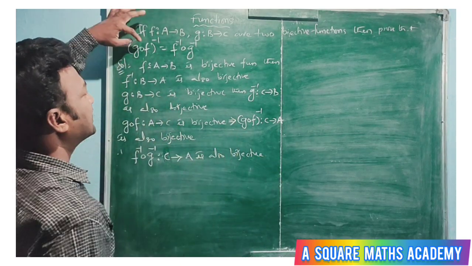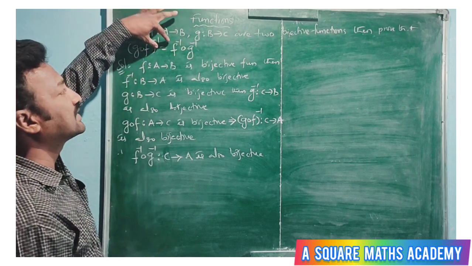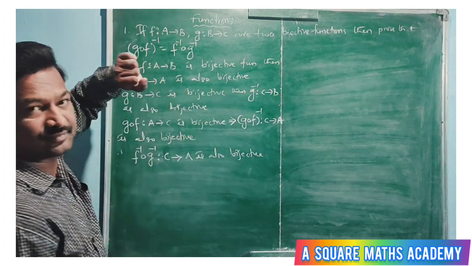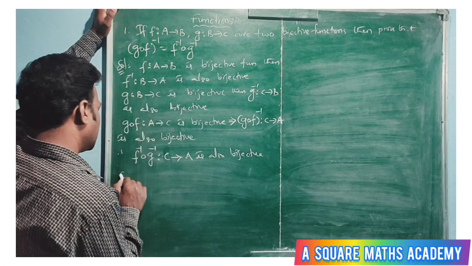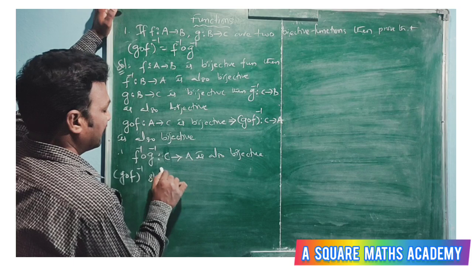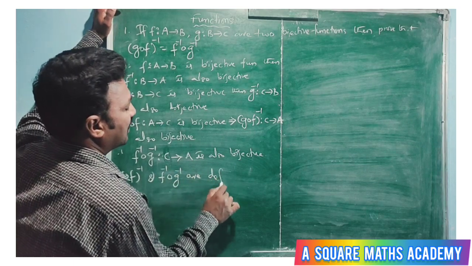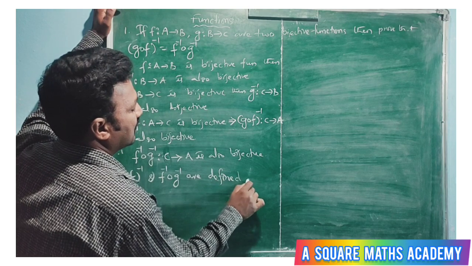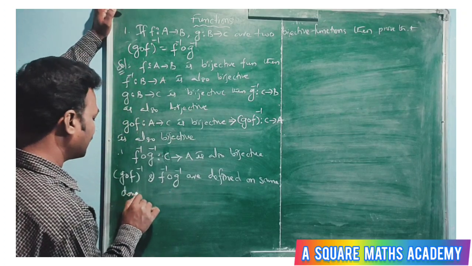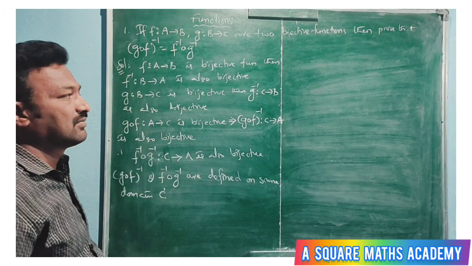Because we have to prove that (g∘f)⁻¹ equals f⁻¹∘g⁻¹, observe that both are defined on the same domain: C to A, and this is also C to A. So now we write that (g∘f)⁻¹ and f⁻¹∘g⁻¹ are defined on the same domain C.